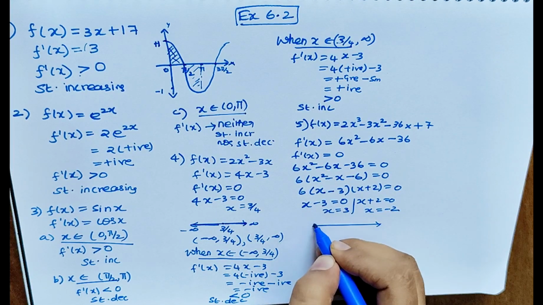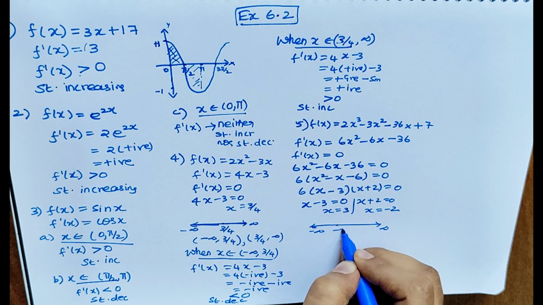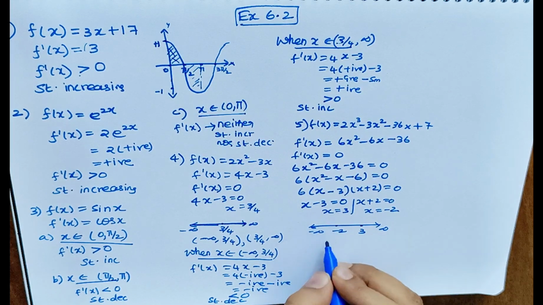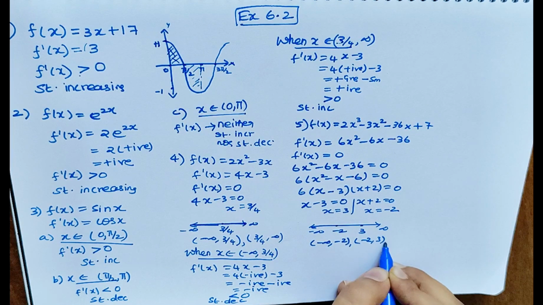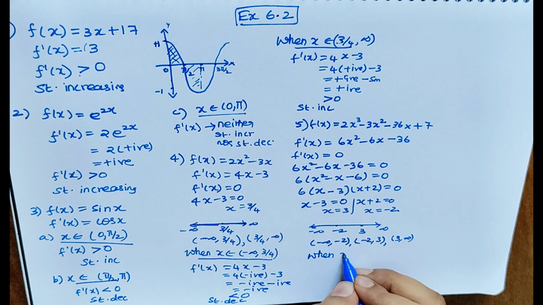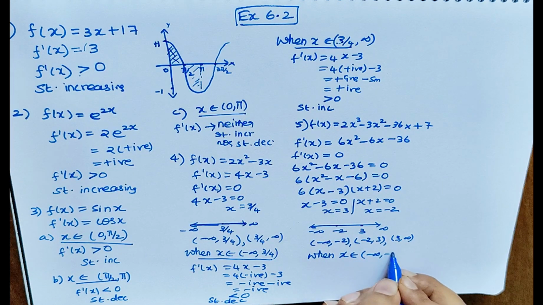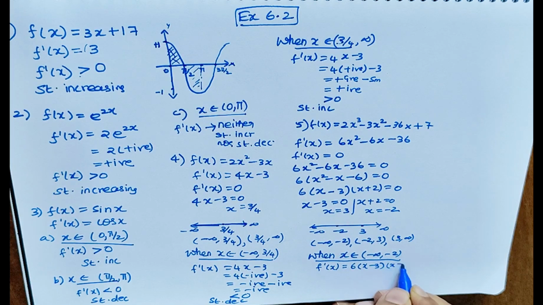On the number line, minus infinity comma infinity, we have minus 2 and 3. So we have the intervals minus infinity comma minus 2, minus 2 comma 3, 3 comma infinity. We will discuss each interval one by one. When x belongs to the interval minus infinity comma minus 2, all the x values surely will be negative values. And the simplified form of the first derivative is 6 into x minus 3 into x plus 2.